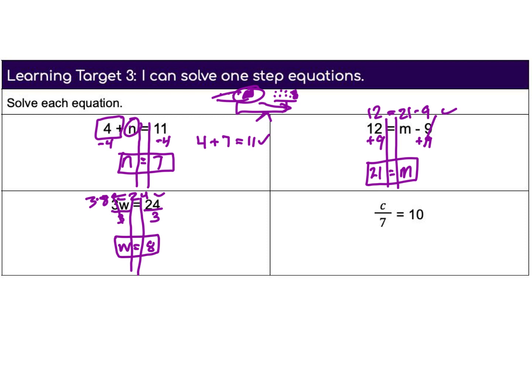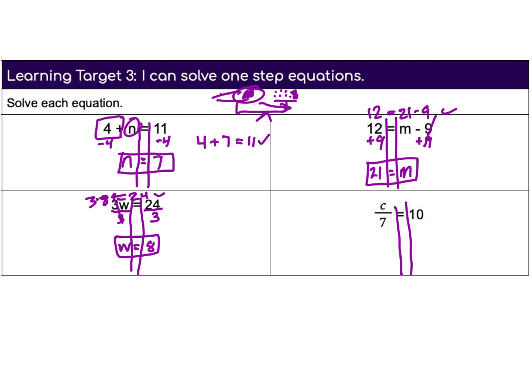Check. Okay, and the last one, this looks so tricky because it looks like a fraction. But remember, fractions are just division problems. So this could say c sevenths, or it could be c divided by 7. And I want you to think about this in whatever way is the easiest. And in this case, thinking of this as c divided by 7 is the easiest way for us to think about this, because I know what to do.